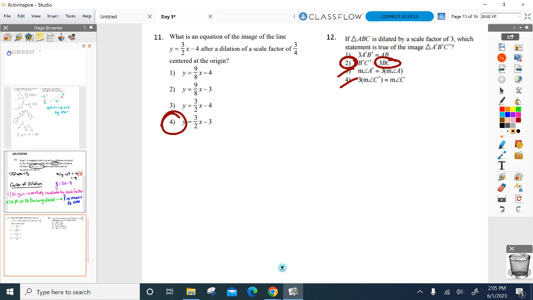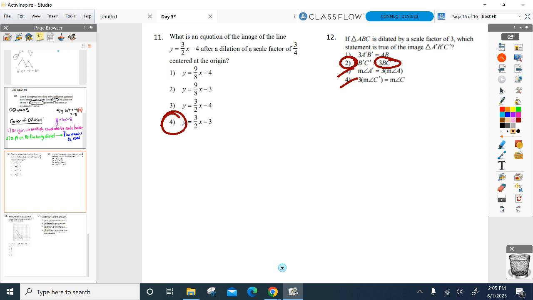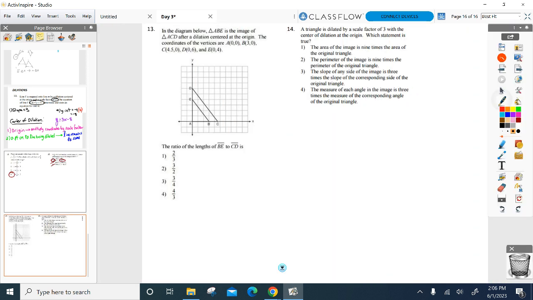This one ends up being 2/3. And if you want to fill it in, it's choice 1 for number 14. Okay, choice 1 for number 14.